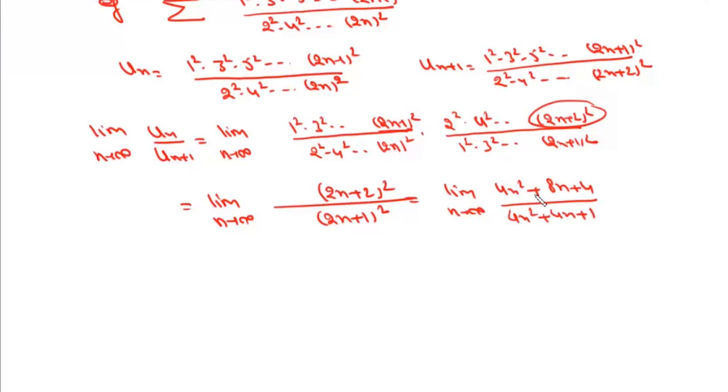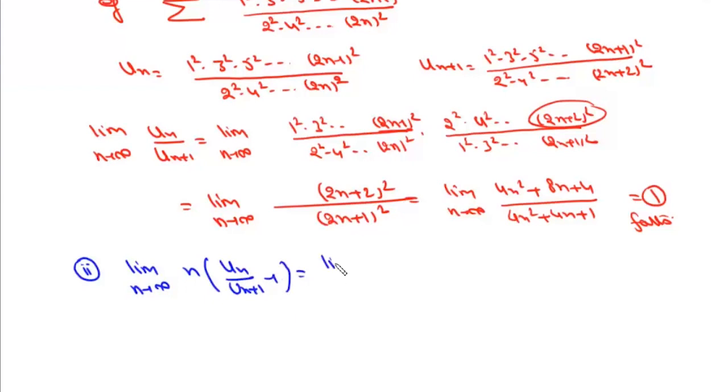Now here the highest power is 2, so this value is 1. That means this ratio test fails. Now once the ratio test fails, we have to use Raabe's test. And for Raabe's test, we find this limit, n tends to infinity, n times (u_n upon u_{n+1} minus 1).